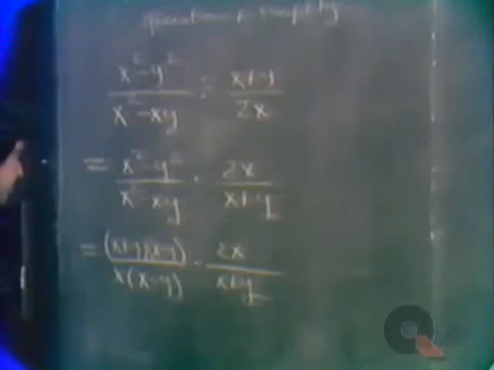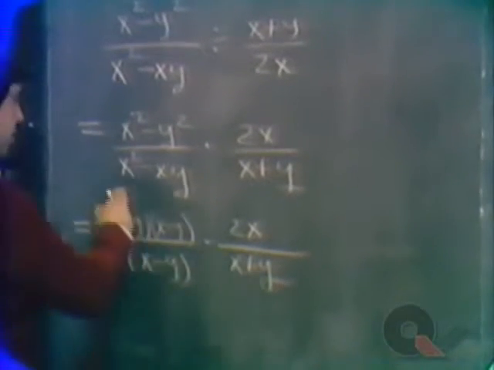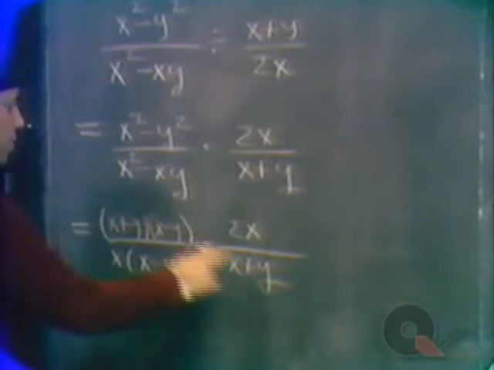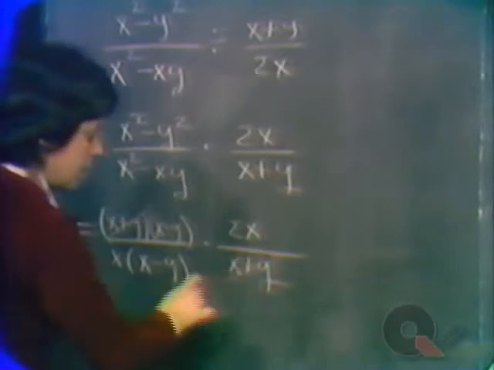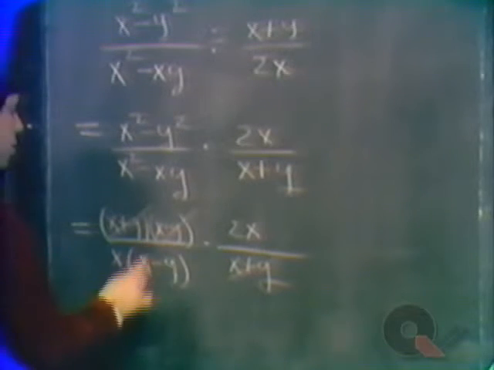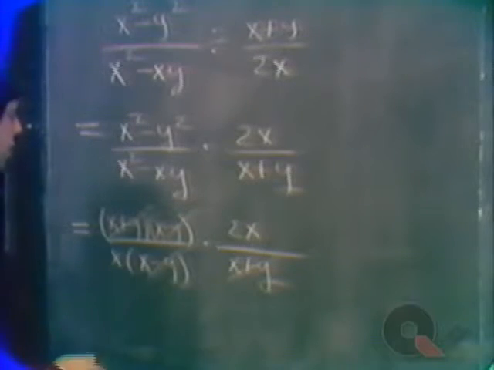Now, we can cancel any factor common to the numerator and denominator, any numerator with any denominator. So, for example, we can divide numerator and denominator by x plus y, also by x minus y, and also divide numerator and denominator by x.